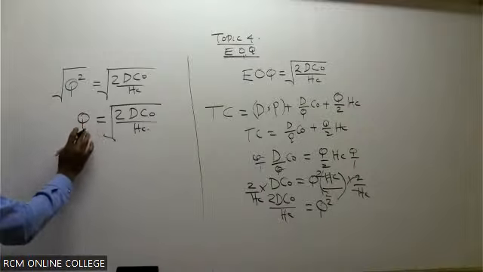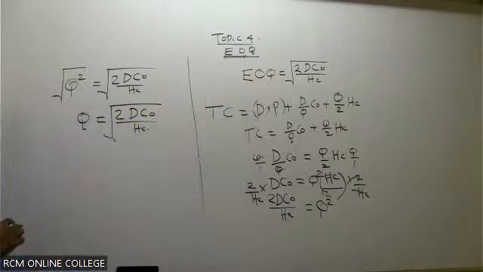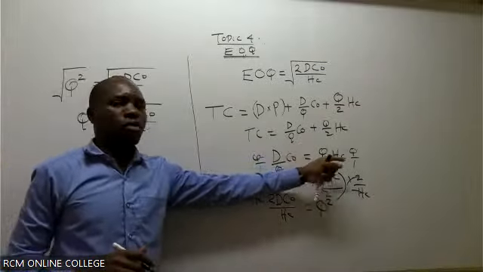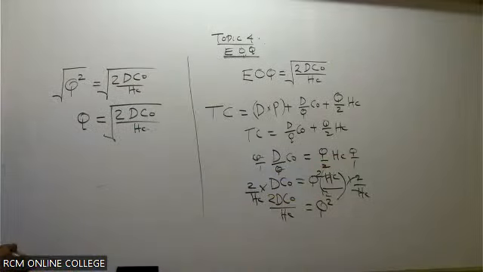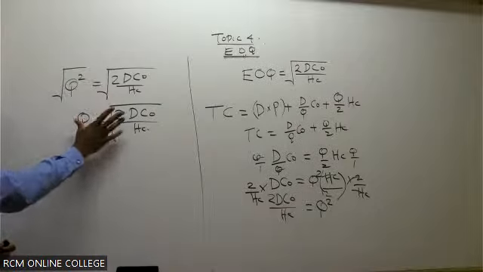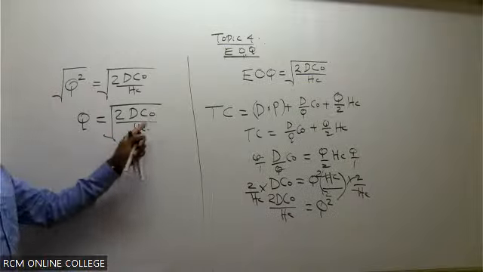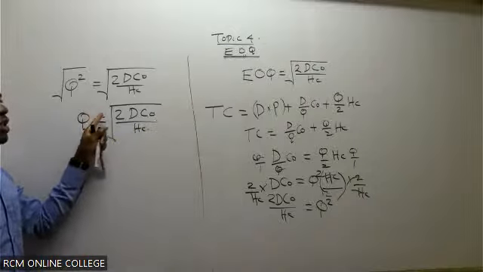So this quantity is what we call the economic order quantity, whereby our total ordering cost is equivalent to total holding cost. That is what we do to derive the economic order quantity formula. But at this level, no one will be requesting you to derive this particular formula.